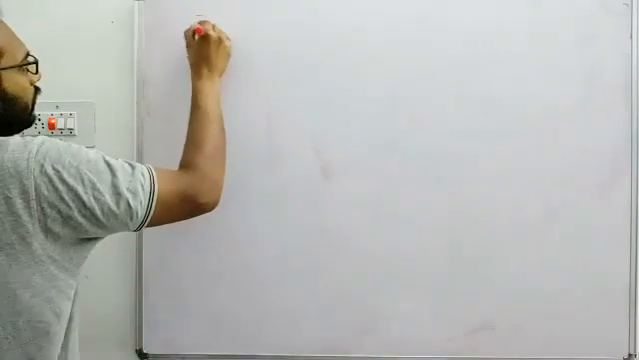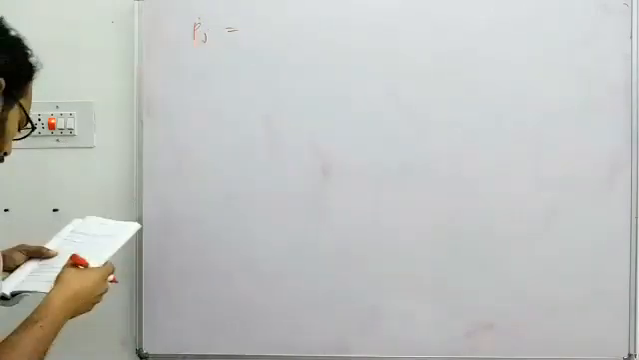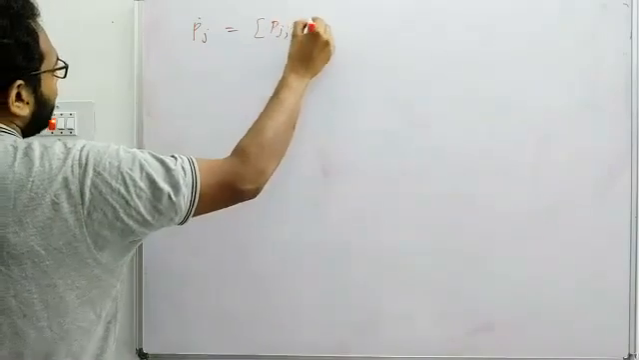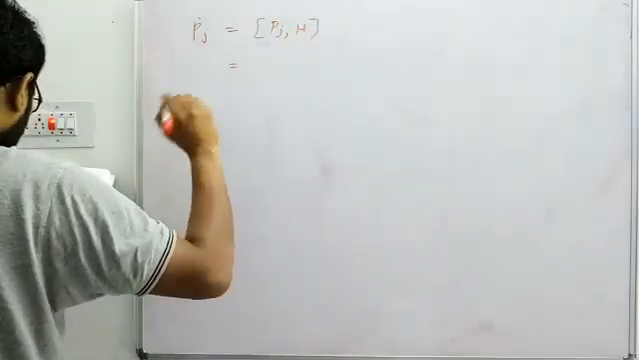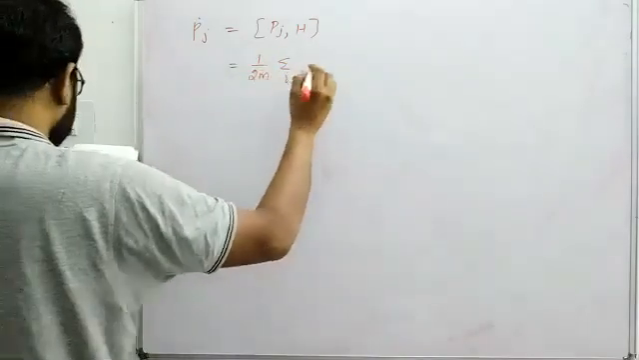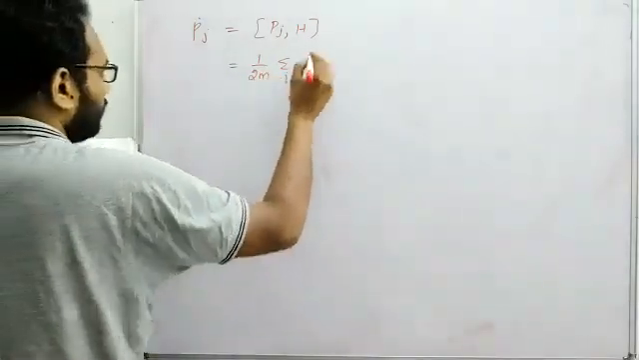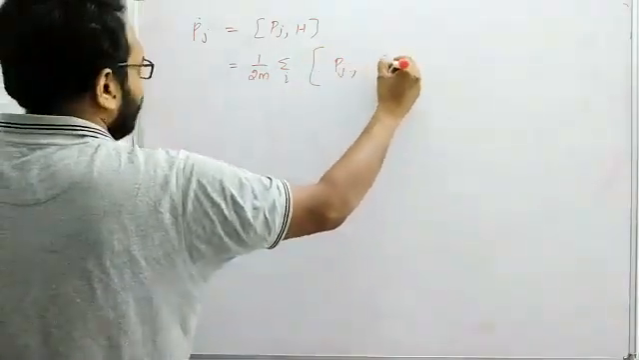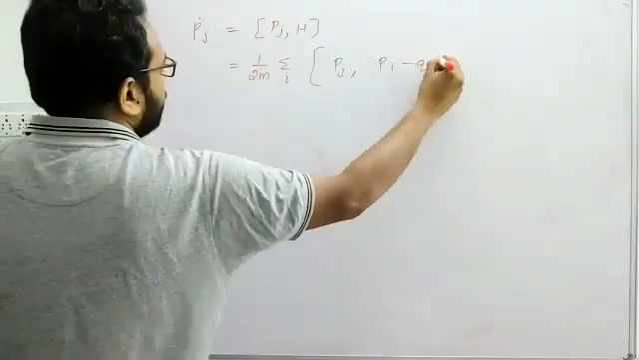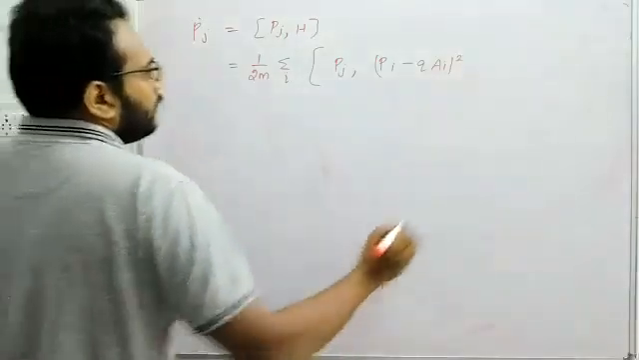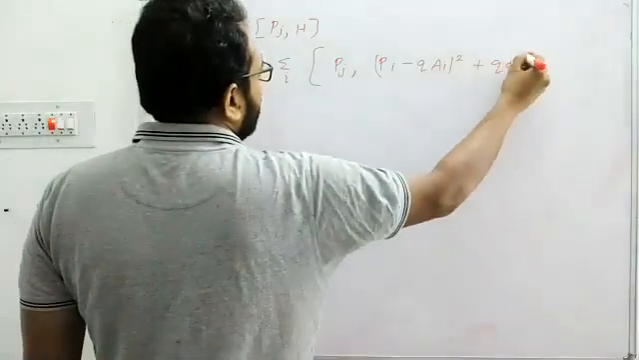Now we can also find Pj dot. Pj dot is equal to the commutator of Pj with H, and that's equal to 1 by 2m, summation over i, of Pj with Pi minus qAi, squared, plus q phi.